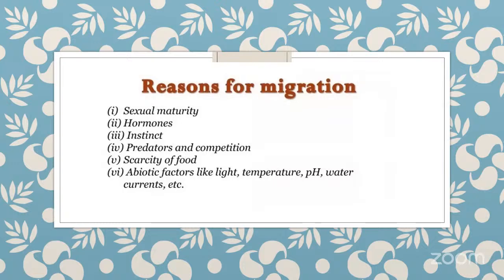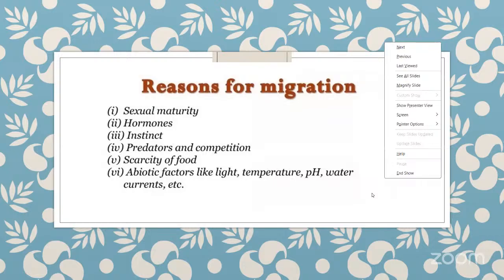Another one is scarcity of food. Just as we discussed, if there is not enough food, they go to another place. And then abiotic factors. What are abiotic factors? Light, temperature, pH, water currents, etc. Even these are also reasons for their migration.